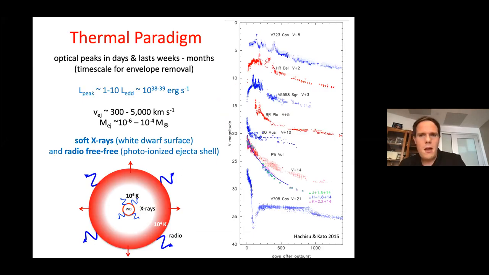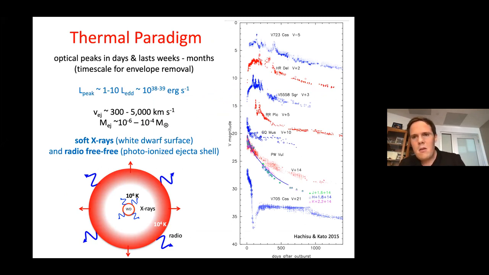So the optical light curves of novae, some examples are shown here on the right. They typically rise to their peak within a few days and then decay over a much longer timescale of weeks to months to years. The decay time is generally attributed to the time it takes to remove the hydrogen envelope. And the mechanism by which the envelope is removed remains uncertain. There are a number of different possibilities.